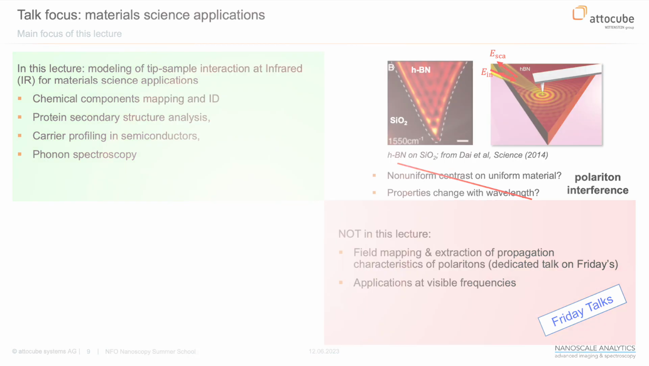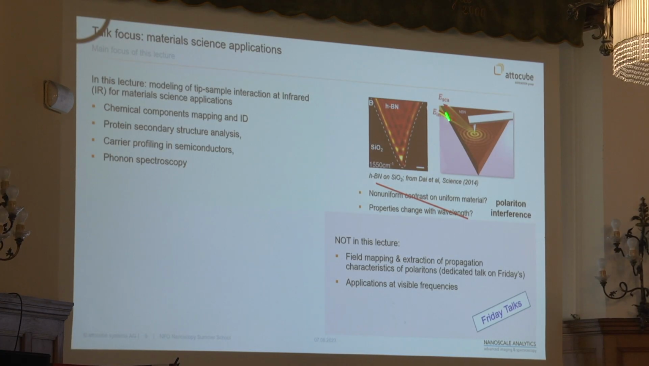So in particular, that means that I will not talk about this image, which I used for the motivation. In fact, this is not the material contrast. You've probably already figured it out. Rainer briefly mentioned it, for example. The point is that this is an interference pattern of the polariton waves launched in the boron nitride material. I will not discuss this.